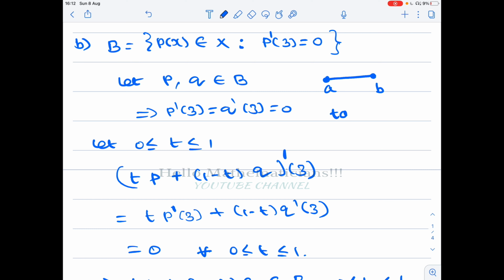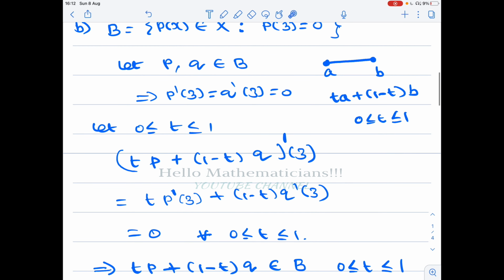That is given by tA plus (1 minus t)B, okay, so 0 ≤ t ≤ 1. So as t varies from 0 to 1, you get the line segment joining A to B. Similarly here we also argue, so we take two elements.